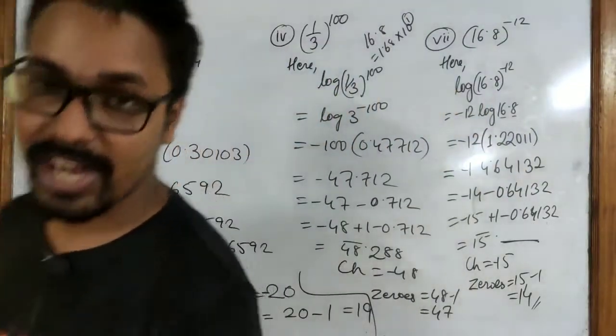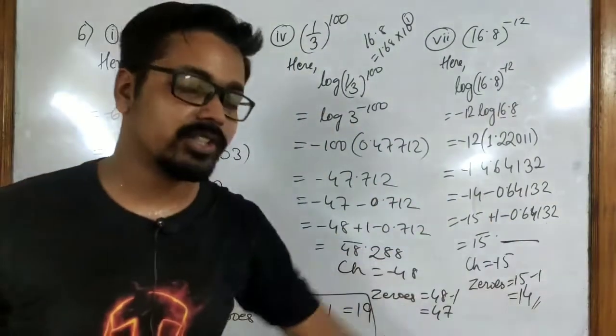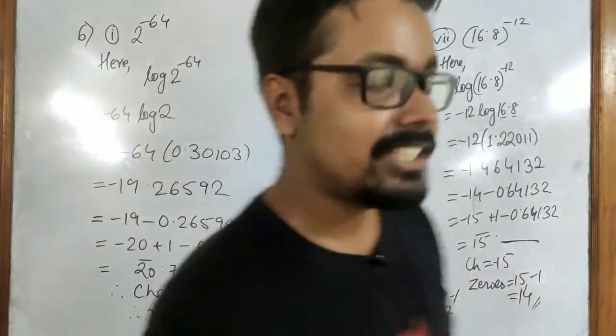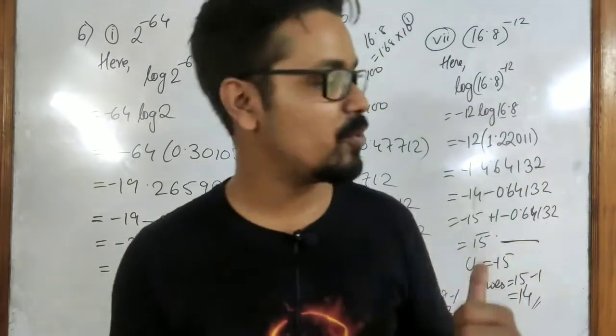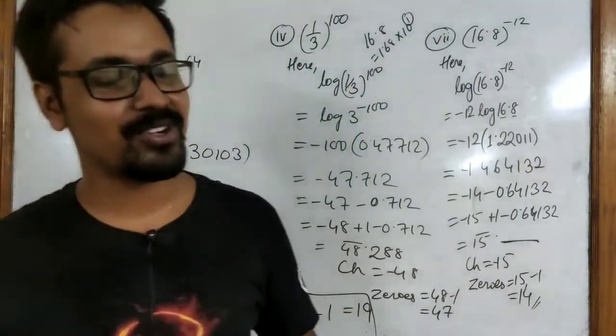So that's how you find the number of zeros between the decimal point and the first significant number. So I hope you understood this one. So let's move on to the next one.